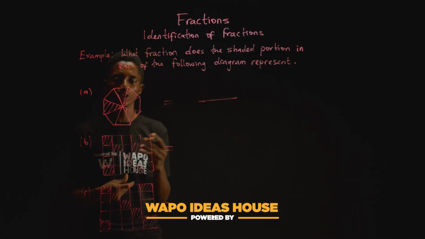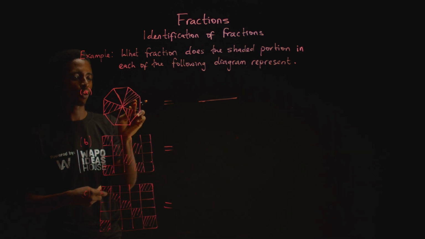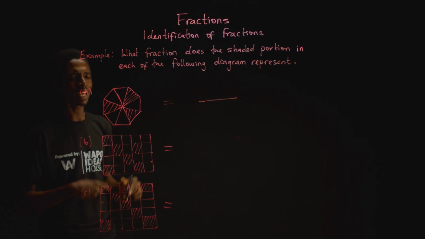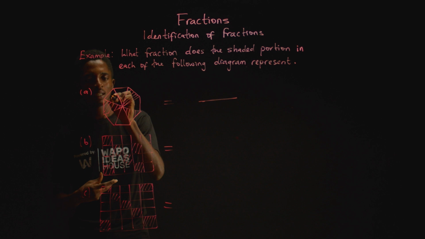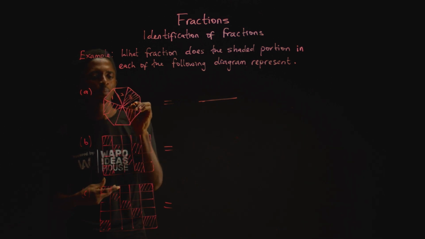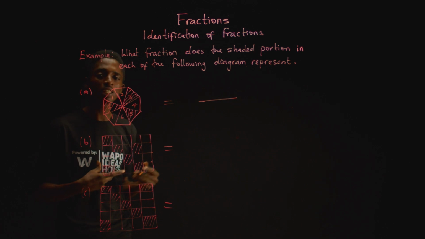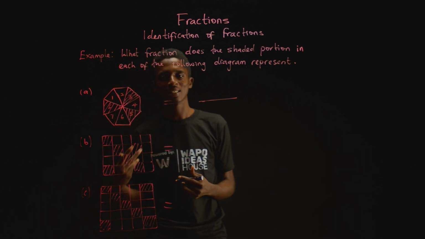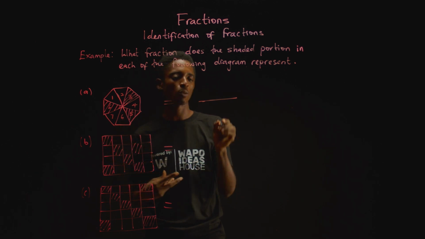So let's count. 1, 2, 3, 4, 5, 6, 7, 8. Now, if that would be an issue, you can write the numbers into it like this. 1, 2, 3, 4, 5, 6, 7, 8. This will help you to minimize error. So we can see that it has been divided into 8 equal places.